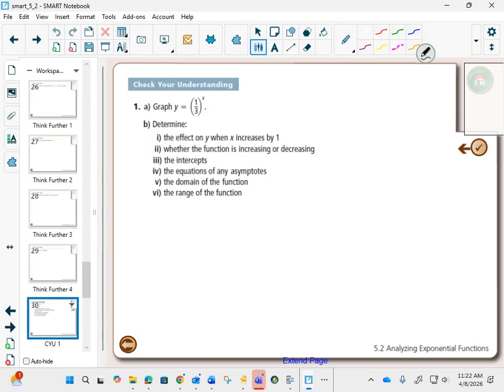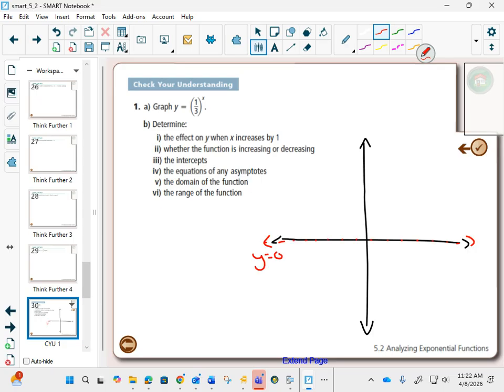It says graph y equals (1/3)^x. So in graphing an exponential graph, I like to start by drawing my asymptote because they all have an asymptote at y equals 0. Then I label the point 0, 1 because every exponential graph has 0, 1. And this one, the base is 1/3. So when I plug in 1, I'm going to get 1/3. Which means our graph goes down.